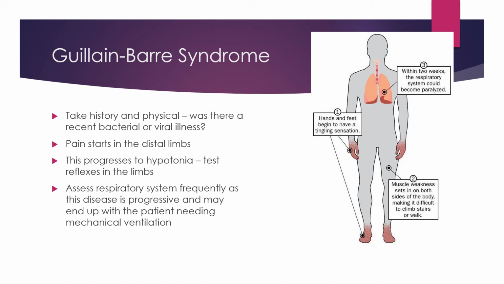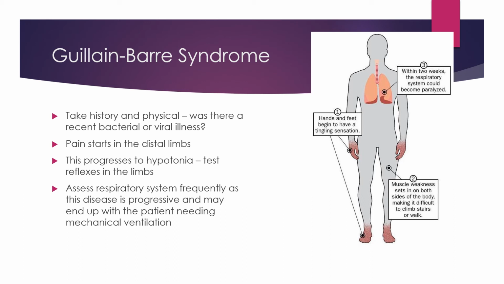So testing those deep tendon reflexes, we are definitely going to see weakness. And this is a symmetrical weakness, whereas usually stroke or other nerve disorders are usually asymmetrical. This is a symmetrical weakness of ascending nature, going up to the core. So then we want to assess our respiratory system frequently, as this disease, again, is progressive. It's going to happen quickly, and our patients might end up ventilated.